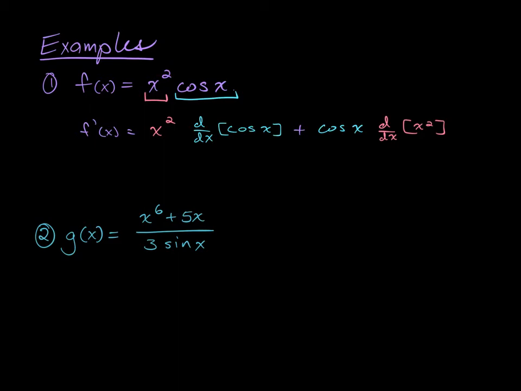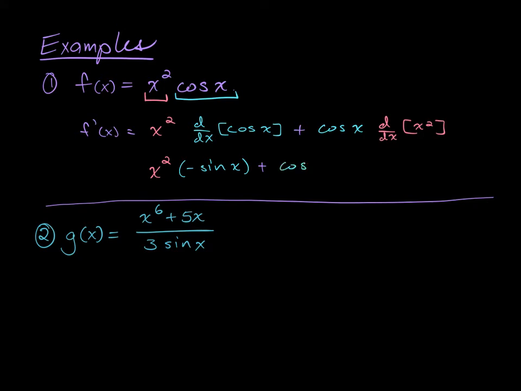Well, then the calculus part is to actually take these derivatives. So the answer will be x squared times the derivative of cosine x, which is negative sine of x, plus the cosine of x times the derivative of x squared, which is 2x by the power rule. So then I'm just going to rearrange a little bit of this.